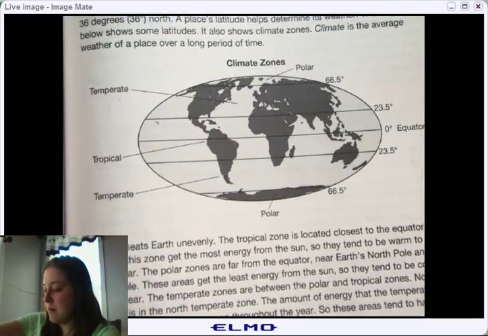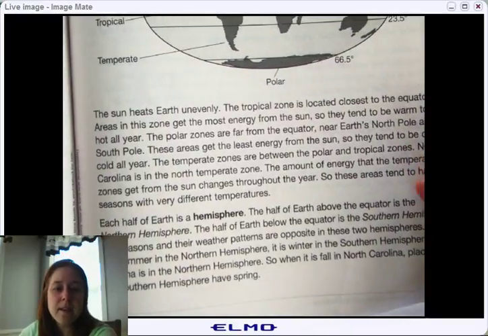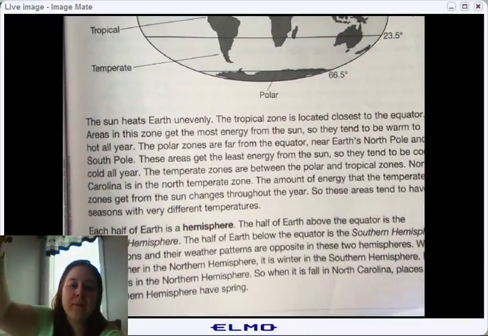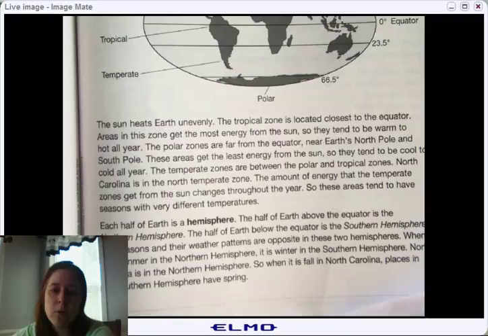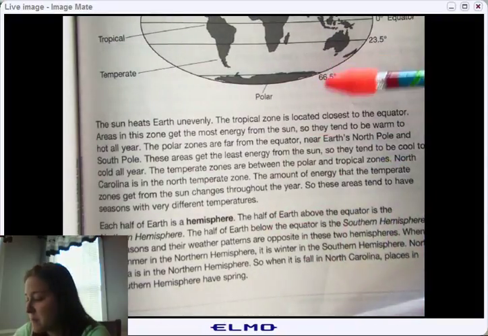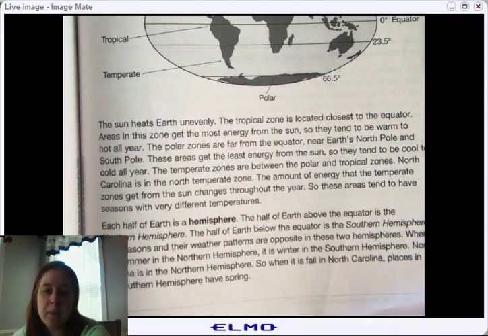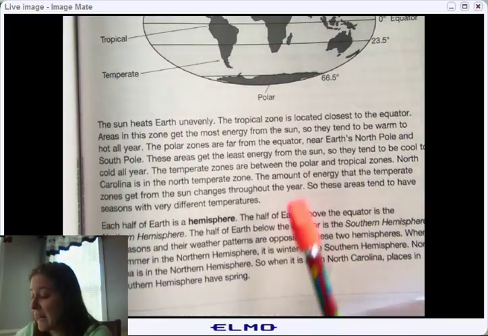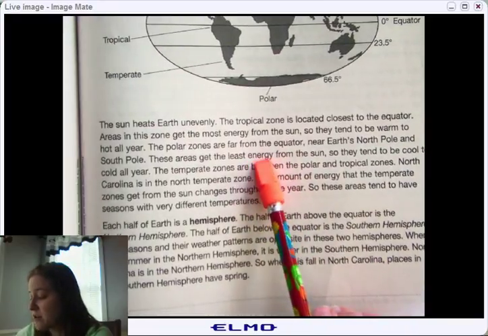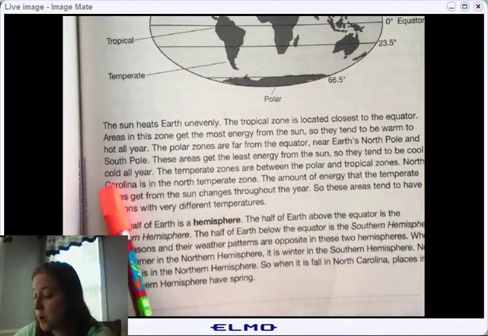It's in this next paragraph that I haven't gotten to read yet, so we're going to start back down here. The sun heats Earth unevenly. The tropical zone is located closest to the equator. Areas in the zone get most energy from the sun, so they tend to be warm to hot all year. The polar regions are far from the equator, near Earth's North Pole and South Pole. These areas get least energy from the sun, so they tend to be cool to cold all year.